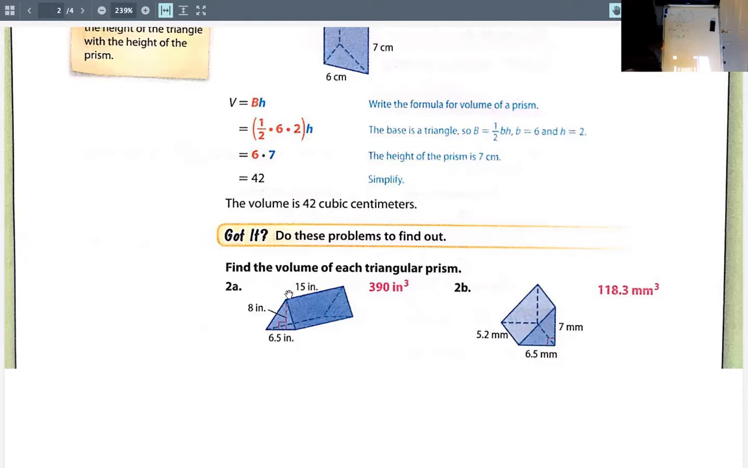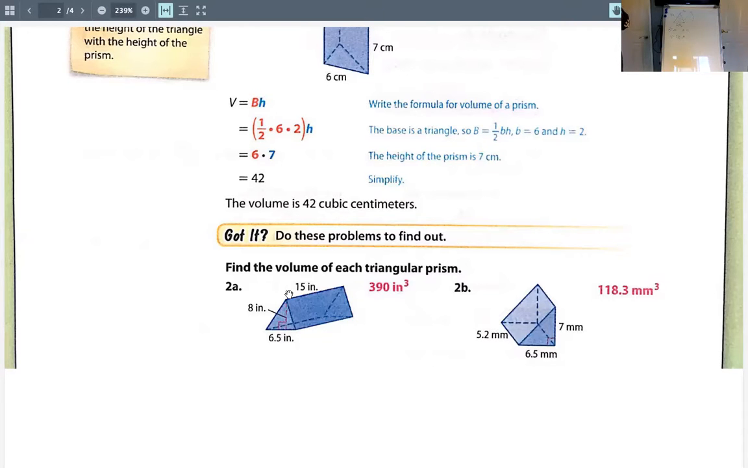Is it okay if I did the base times height and then divided that by 2, because I still got 390. What base did you use? What do you mean by base? Area or base? The area of the rectangle. No, that's not the base. Then you're failing to understand what we're trying to teach you. That is not the base. That's incorrect to think of it as the base.